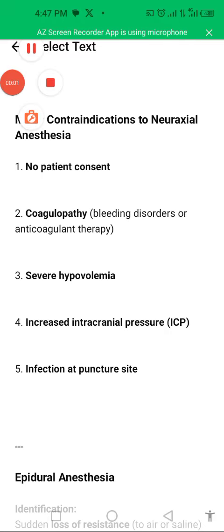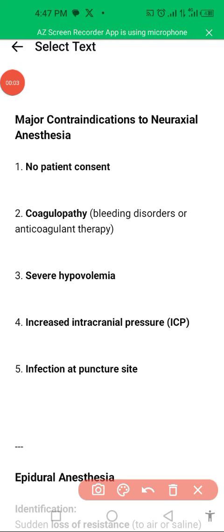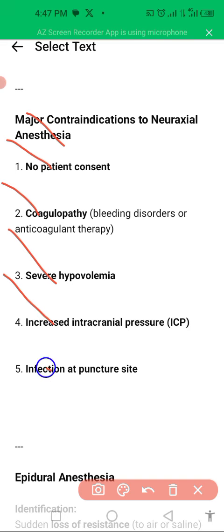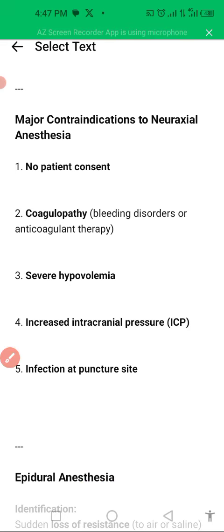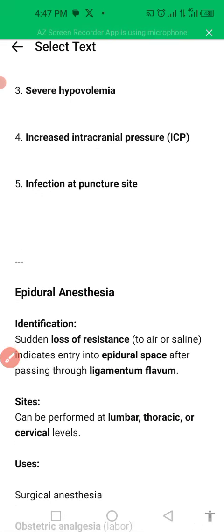Okay, so now we are going to look at some of the points that are very important about epidural and spinal anesthesia. Major contraindications of neuraxial anesthesia are: if the patient is not giving consent, we do not have to proceed; any coagulopathy, bleeding disorder, hypovolemia, any infection at the site of injection, any raised intracranial pressure, or any infection at the site of the spinal or epidural or lumbar vertebrae.